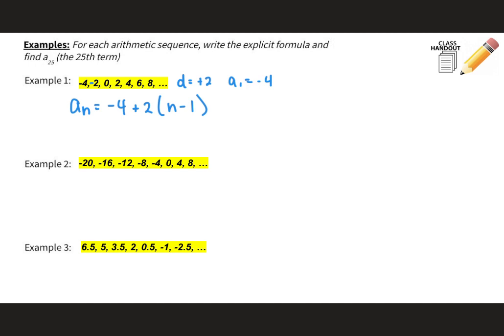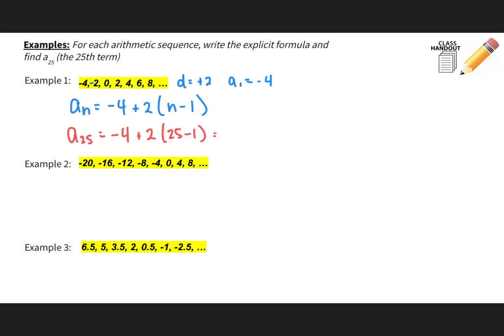So there's the explicit formula. And now to determine the 25th term, we're just going to plug in 25 for n. So to find the 25th term, it's going to be negative 4 plus 2 times 25 minus 1.